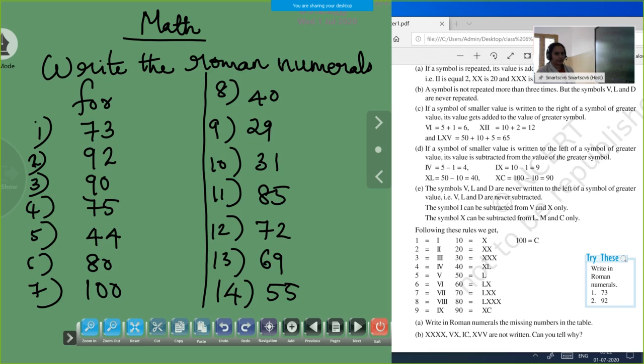Okay, teacher is moving to the next page. All of you finish. Write the numbers first. Teacher is going to the next page.